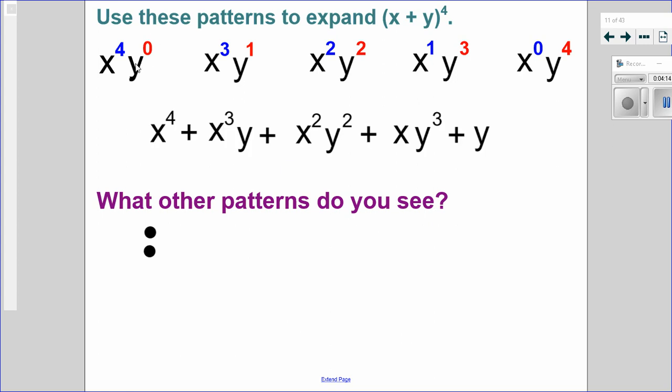So I don't need y exponent 0. I don't really need the exponent of 1 there. So this is what it looks like. Now, I see some other patterns here. So here are 2 other patterns I see.